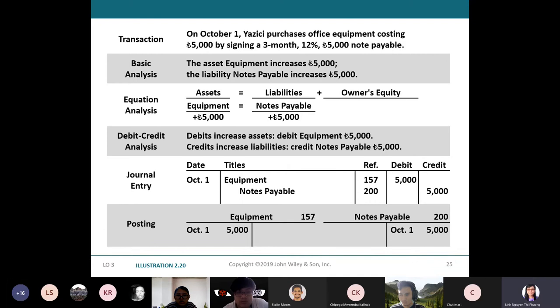Again, don't be confused about the 3 month 12% note, okay? It is just showing when the note is due and how much interest rate that you need to pay. But on October 1, the transaction is simply that you buy equipment by borrowing the money on the note. So don't worry about that.